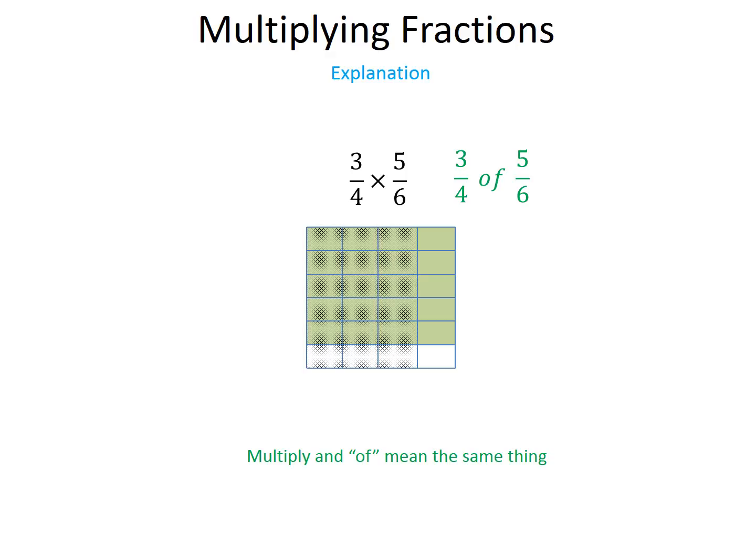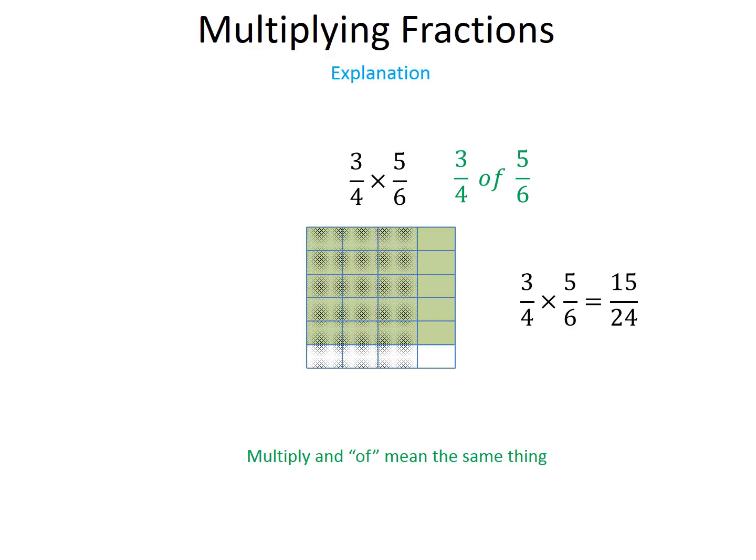So now let's do a little bit of counting. I've got 1, 2, 3, 4, 5, 6, 7, 8, 9, 10, 11, 12, 13, 14, 15 shaded ones. And out of a total, if I count all of those, I believe it'll be a total of 24. So that means I know that 3/4 of 5/6, or 3/4 times 5/6, is equal to 15 over 24.